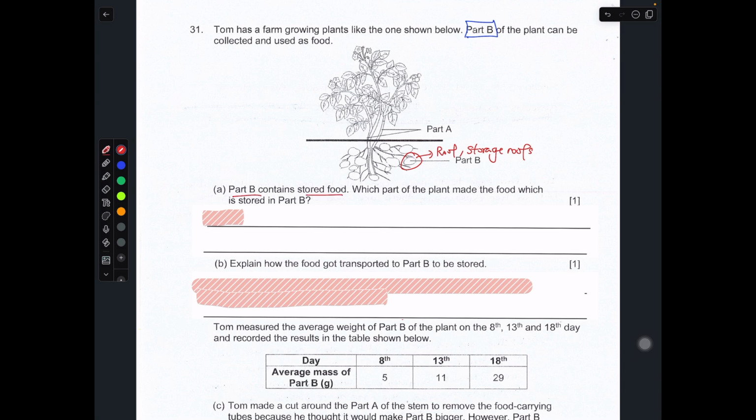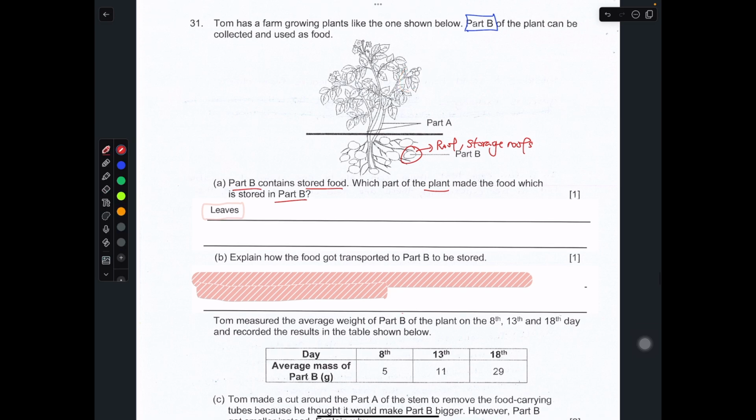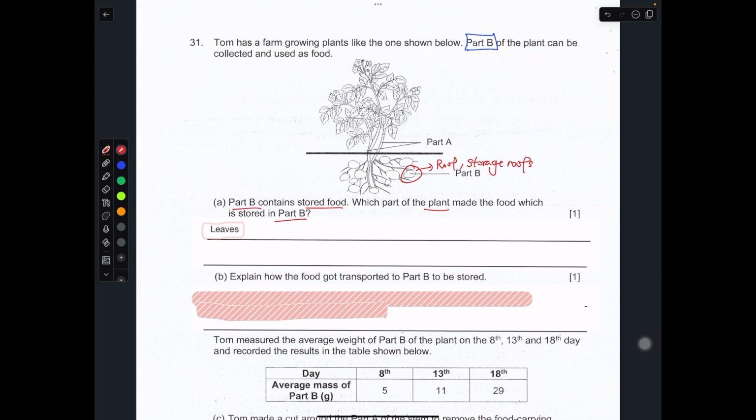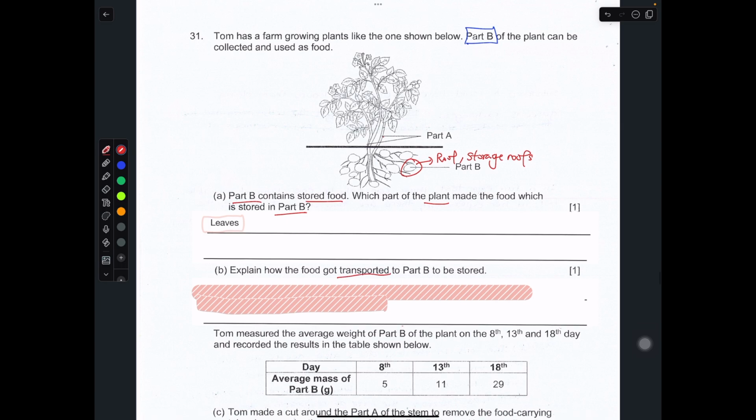Okay, so part B stores food. Which part of the plant made the food which is stored in B? This one obviously must be the leaf, because the leaf makes food for the plant. Okay, and as you can see, you've got part A and part B, and they tell you how the food got transported. So naturally, this is a plant transport system question.